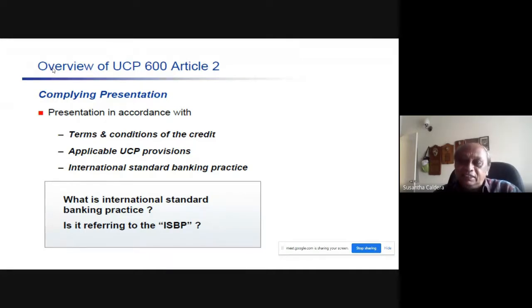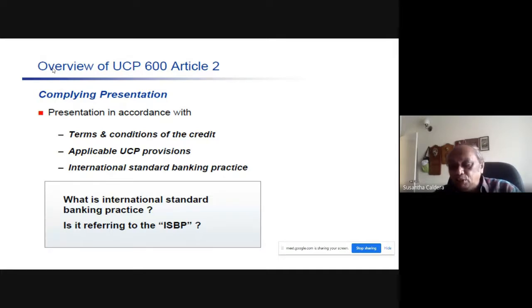Why are we not in ISBP 781? Because ISBP is not a rule. It is only a guideline. Ajit has mentioned it very correctly. It's only a guideline. That is why we say international standard banking practice.